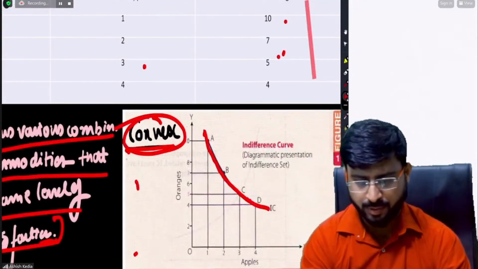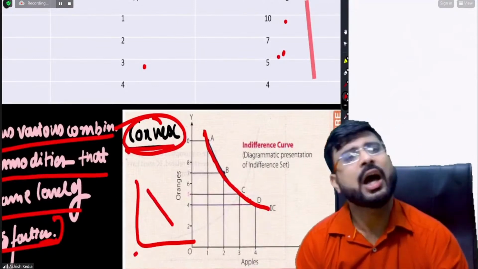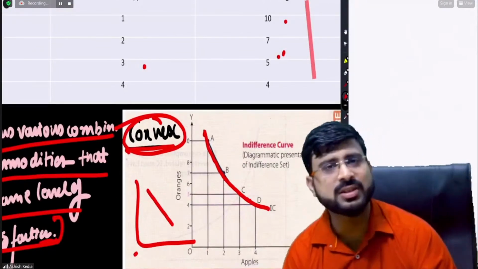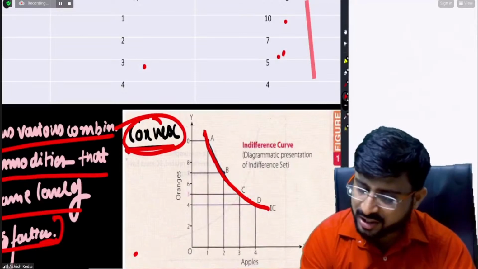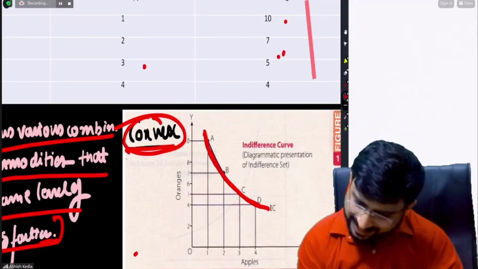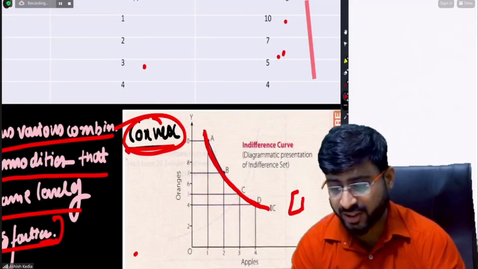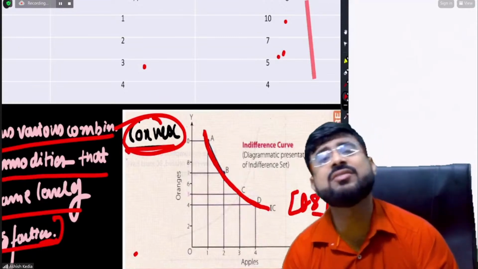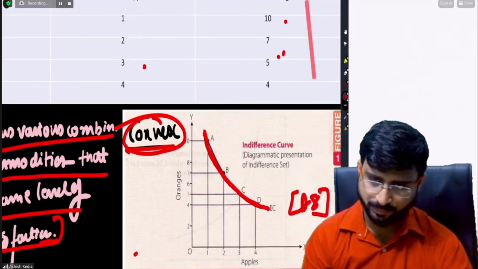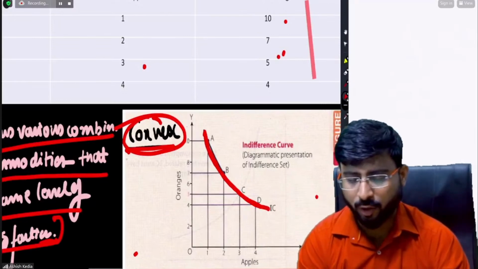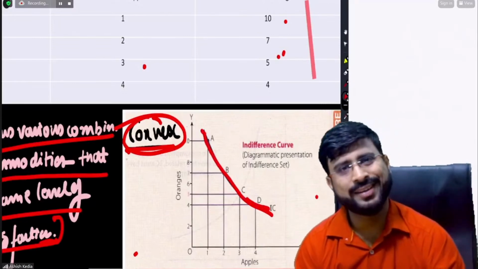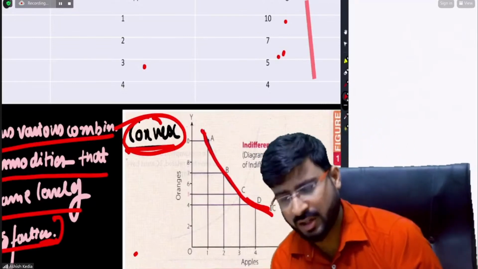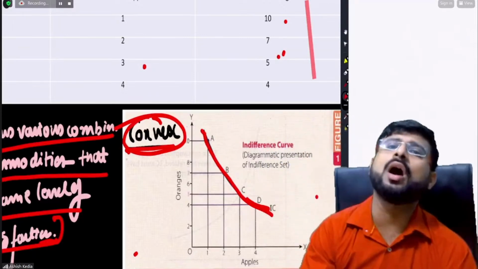Sir, why this shape? Why not like this? I know you all are thinking this. I will answer that. But first of all, it is convex to the origin. Yes, it is downward sloping. Downward sloping means from left to right, it is going downwards. And yes, it is convex to the origin.